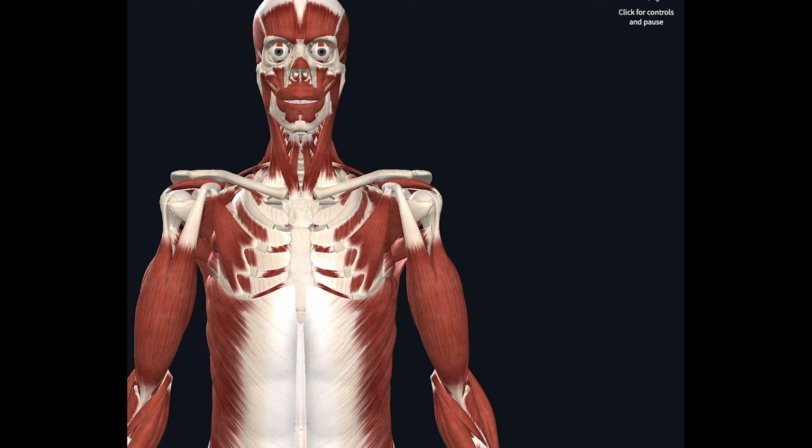So the job of the pectoralis minor is to abduct and depress the scapula. When these muscle fibers contract, it's going to abduct, so it's going to pull the scapula away from midline, and it will depress the scapula. Since the fibers are running in a downward motion, it will cause a depression of the scapula, or a movement directly downward.